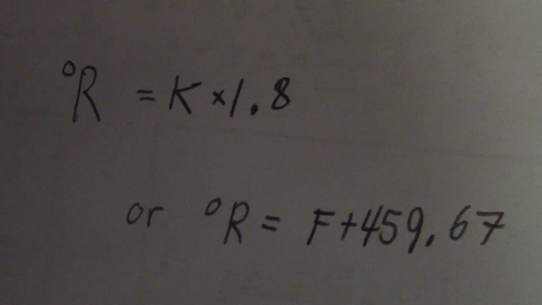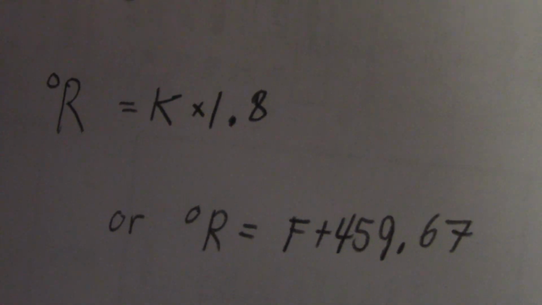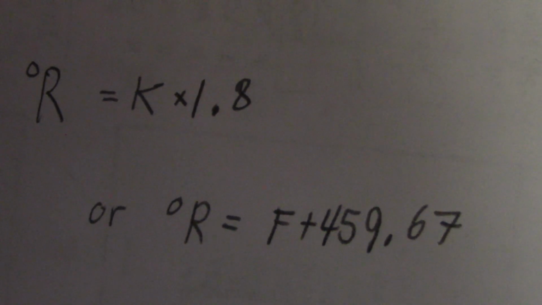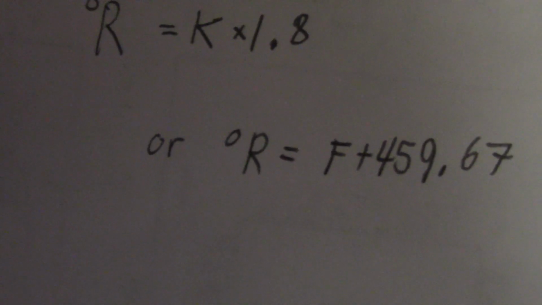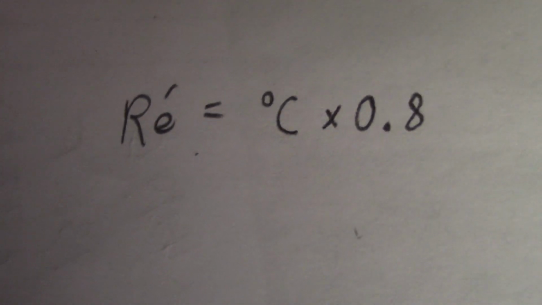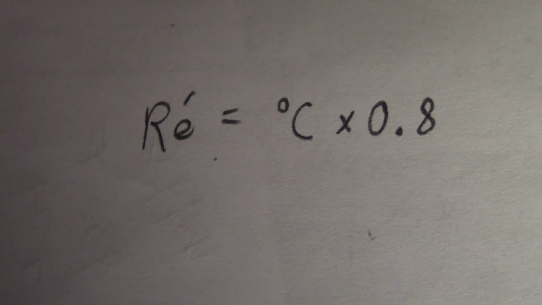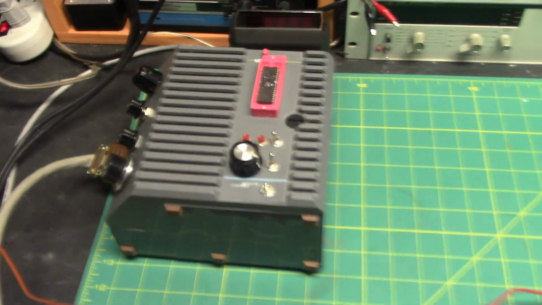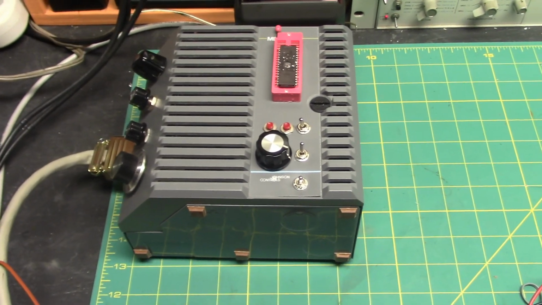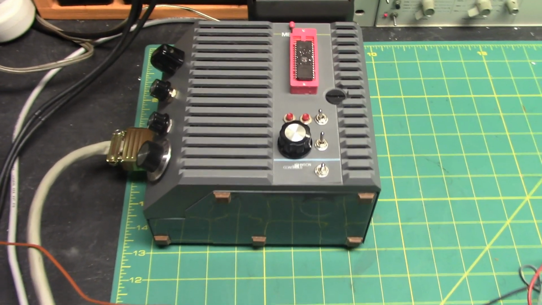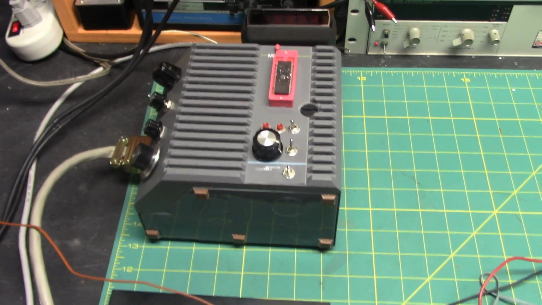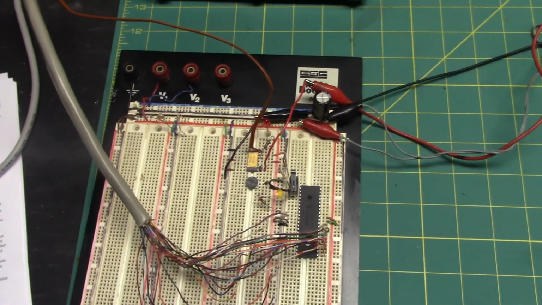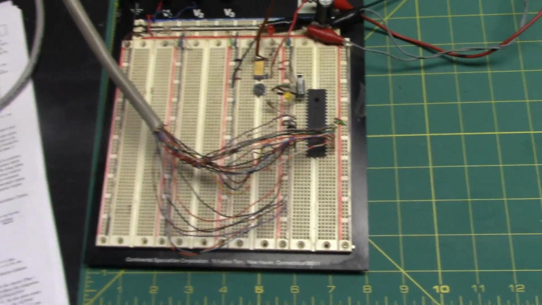Calculating your Rankine, you can either multiply your Kelvin by 1.8 or add 459.67 to your degrees Fahrenheit. Calculating your Raymer, just multiply your centigrade temperature by 0.8. Since I wasn't really going to be using the words indoor and outside that I originally had on the chip, I replaced those words with Rankine and Raymer and added more coding to use those temperatures.